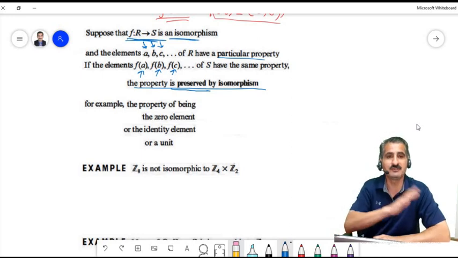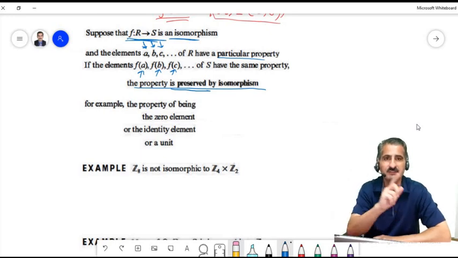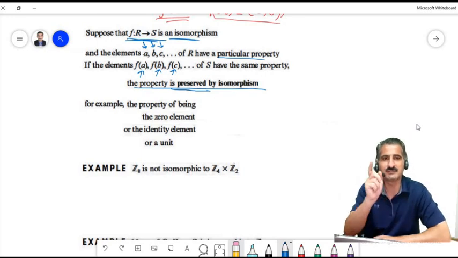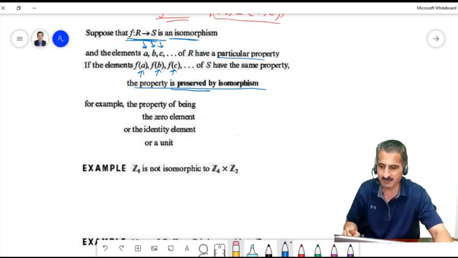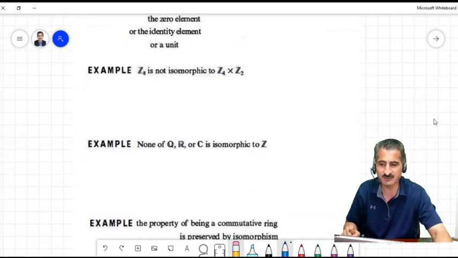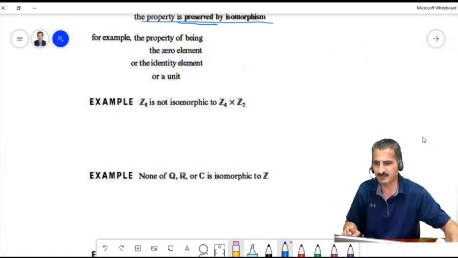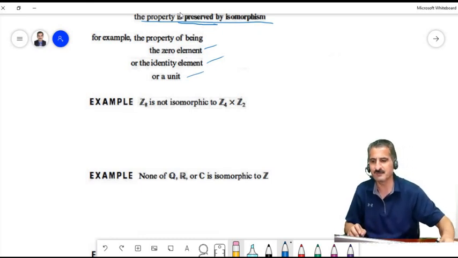So definitely it will preserve the properties of every element. If the element is a unit, its image is a unit. If it is a zero divisor, then its image is a zero divisor. If it has order 5, then its image has order 5. If it is a solution for some equation, its image shall be a solution for that equation. Now this will help us to decide sometimes why some rings are not isomorphic. For instance, the zero element, the identity element, and the unit properties are preserved by isomorphism, along with the ones I already said.